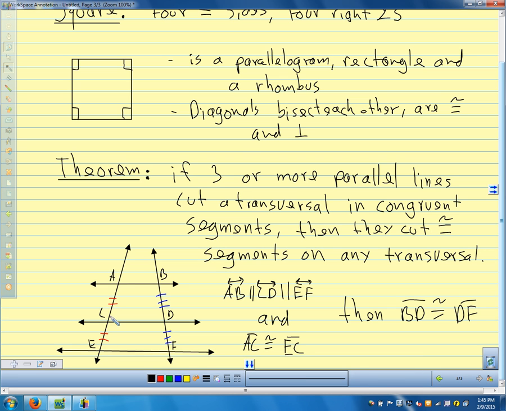And the idea here is that the parallel lines are always the same distance apart. So if these 2 segments are congruent, the parallel lines are the same distance apart along this segment, they're going to be the same distance apart along this segment also. So that's what this is telling us. And we'll use this when we talk about trapezoids and some other ideas with special quadrilaterals a little later. All right, questions? Okay, let's look at some examples.